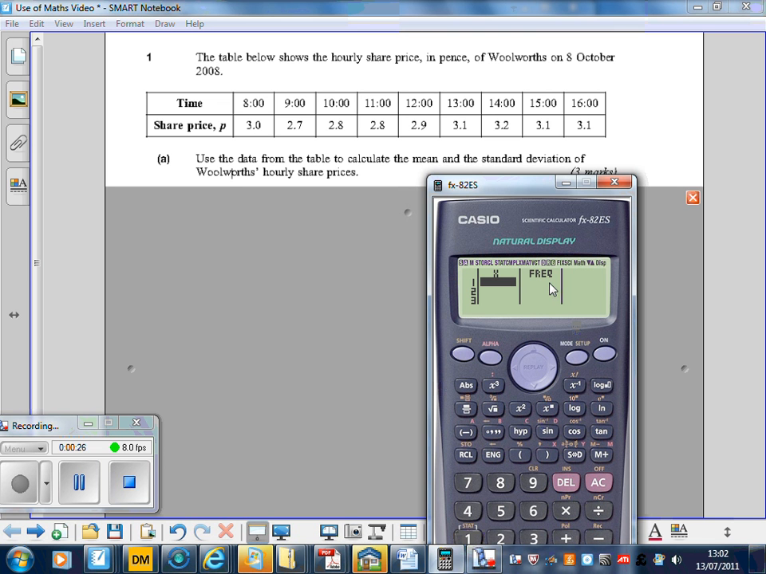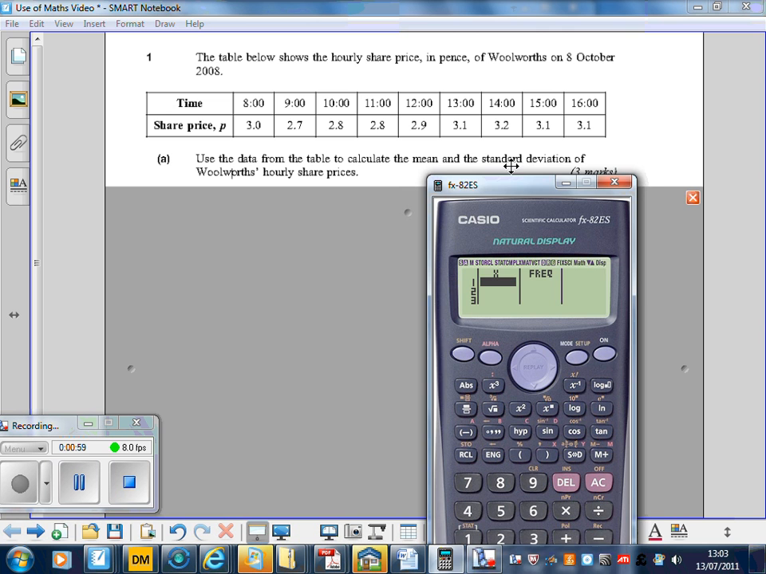Now we've got 2 columns that have come up. This table can be a bit deceptive because we do have 2 rows of data, but the second row isn't frequency. We're only interested in actually getting the mean and standard deviation of the share prices. So the top row of the table isn't actually relevant to this question, the time row there. So we'll just enter these values here in the bottom row as our x values.